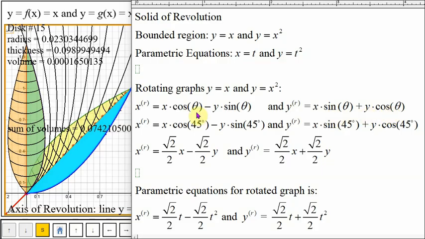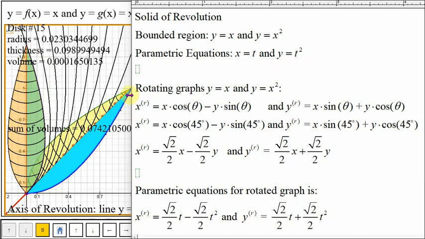And so in this case, theta will be 45 degrees, since this angle right here is 45 degrees. And then the cosine of 45 degrees is the square root of 2 over 2, and sine of 45 degrees is also square root of 2 over 2. But notice that x is t and y is t squared. And so these are the parametric equations for this graph.